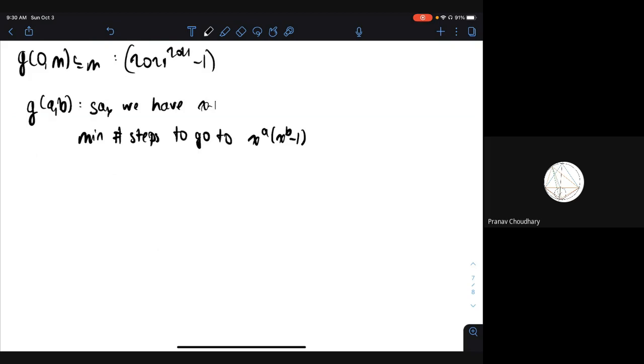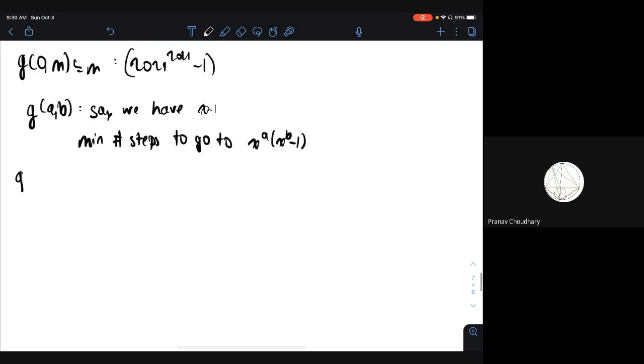So let me show how to do this. First we know that g of 1 comma 1 is 1, because if you have x minus 1, then to get to x times x minus 1 takes one step. So this is the definition.